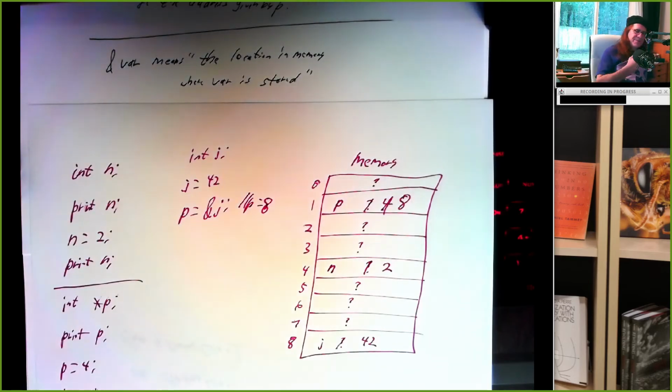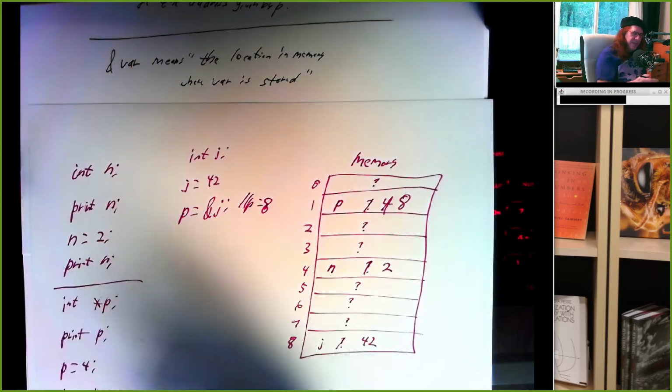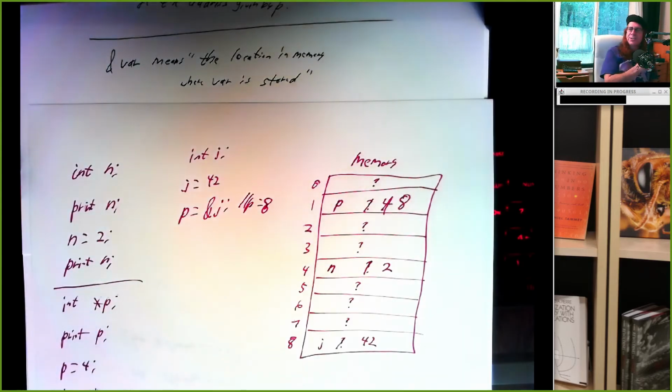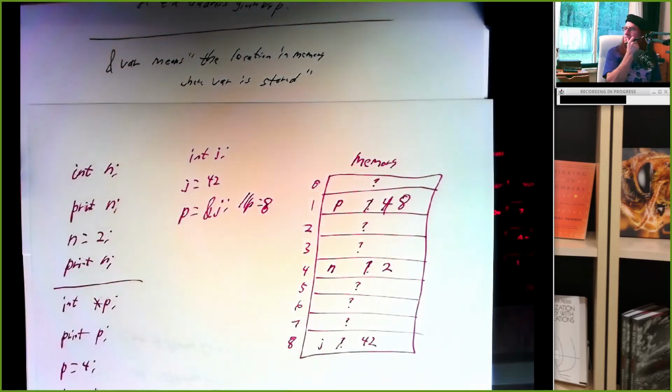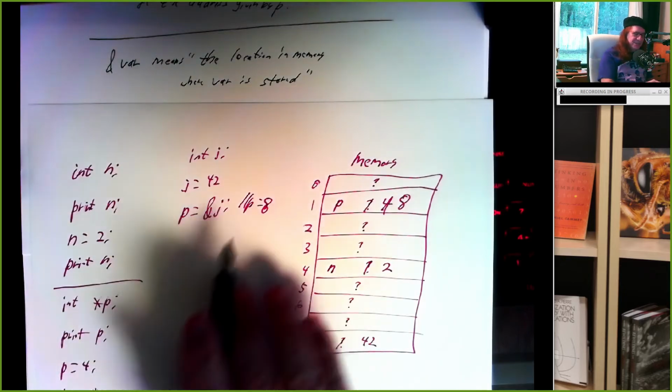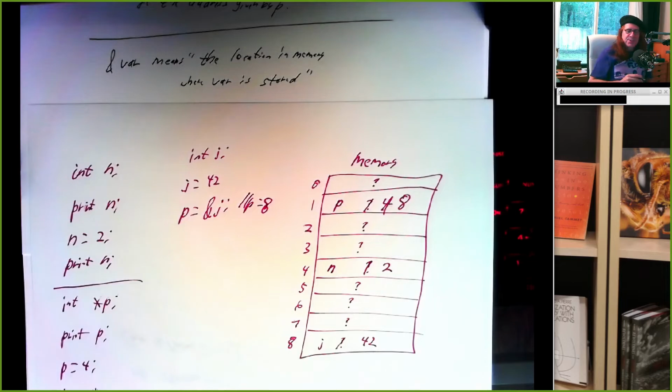So star variable, we call this dereferencing a pointer, says, hey, use that pointer's value as an address and tell me what's stored at that address. Ampersand is kind of the other direction. It says, hey, tell me where this thing is stored in memory. So if I say p equals ampersand j, in this case, p is now equal to 8, because that's where j is stored.